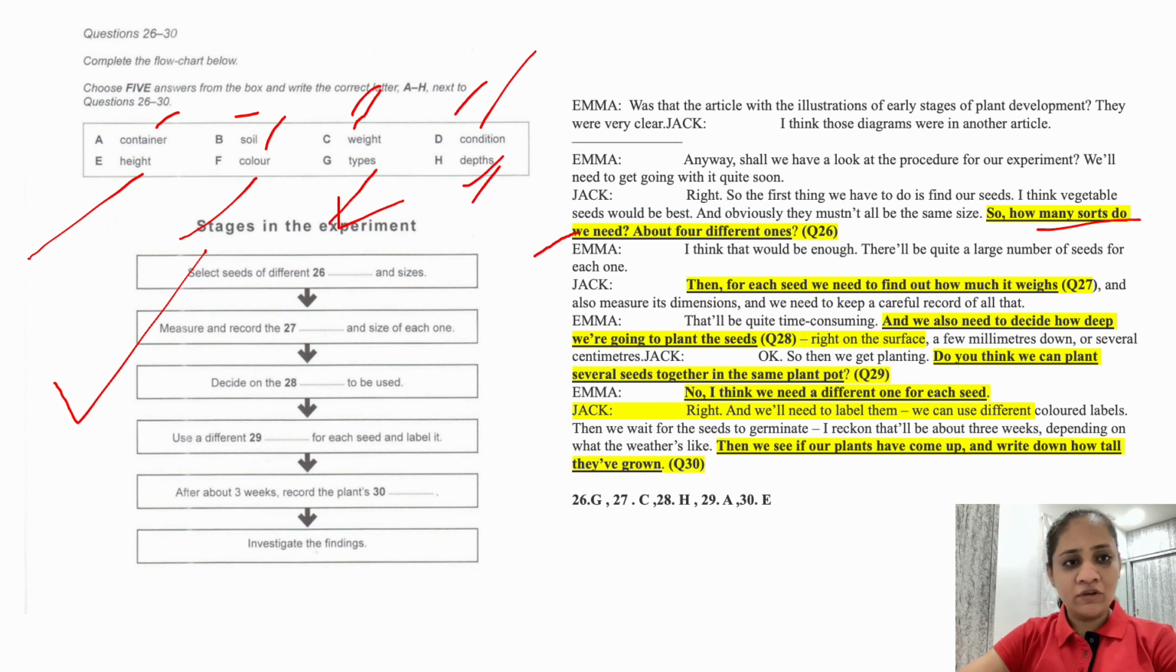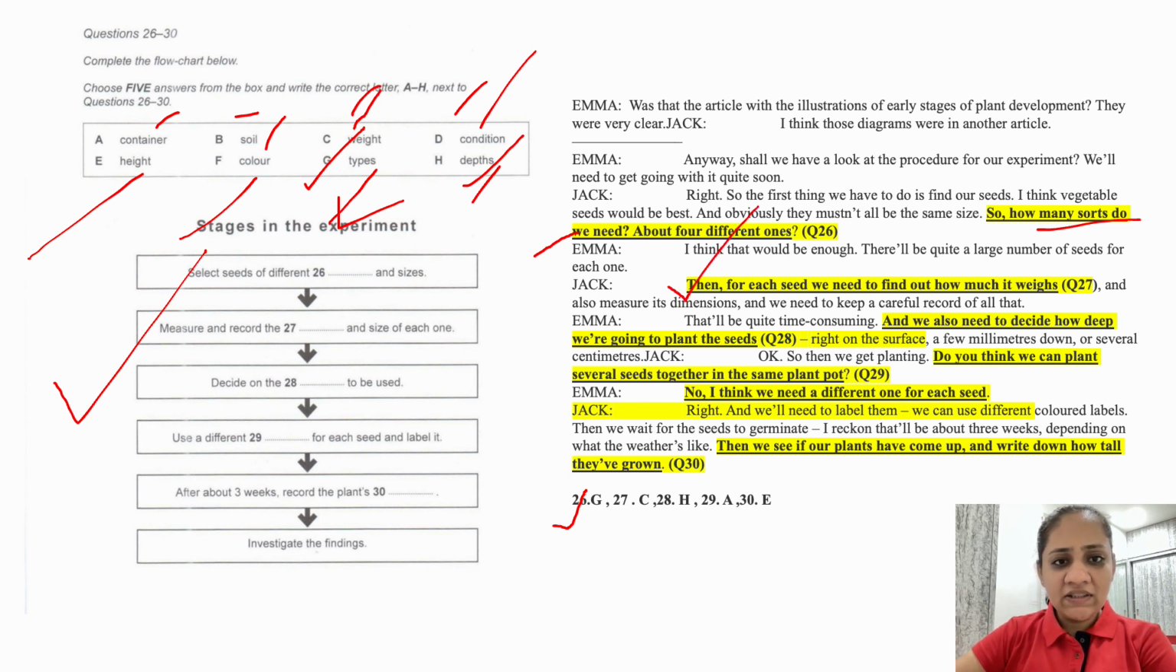Depth is not equal to sort. So "sorts do we need" becomes "types do we need". So our answer for 26 is types, that is your G. Okay. Totally paraphrased, totally direct, they have not given the word itself. So this is somehow challenging. This kind of thing you can experience in section number 3 and section number 4. Okay. Let's see question number 27.